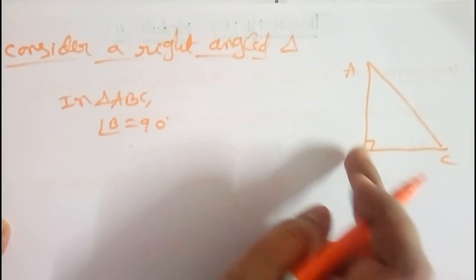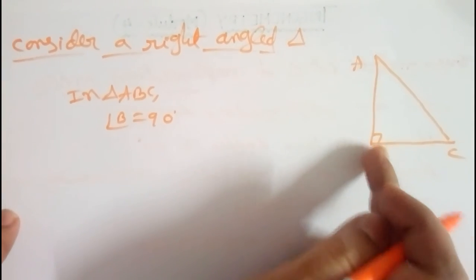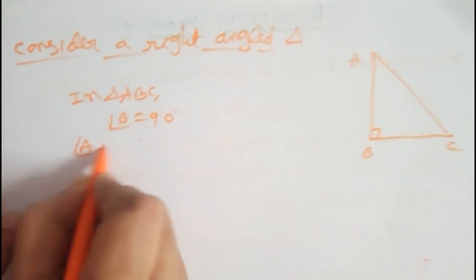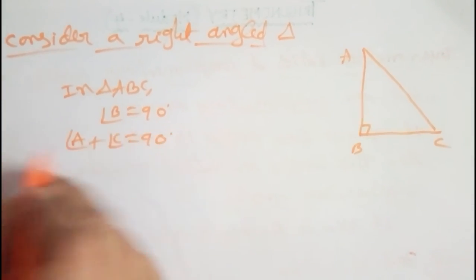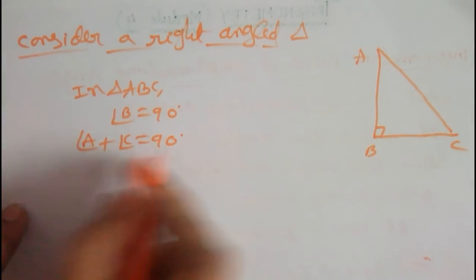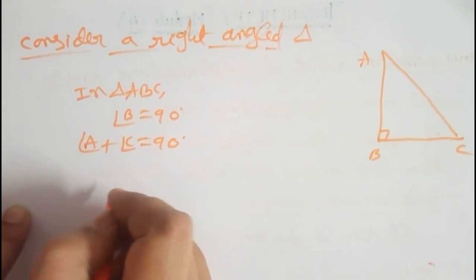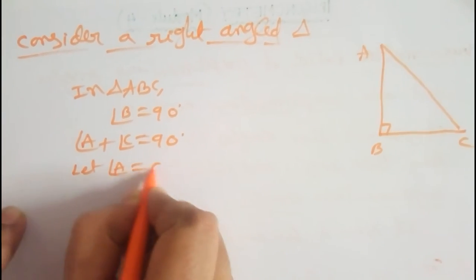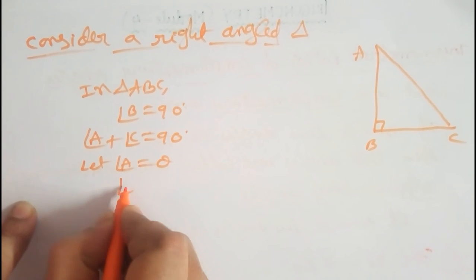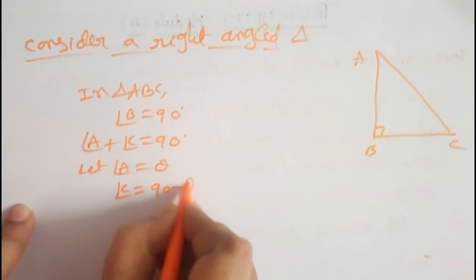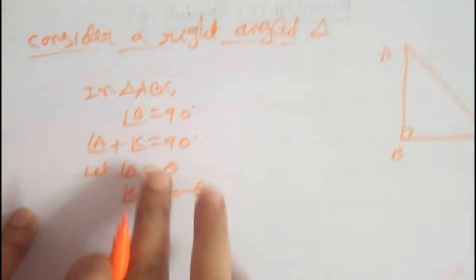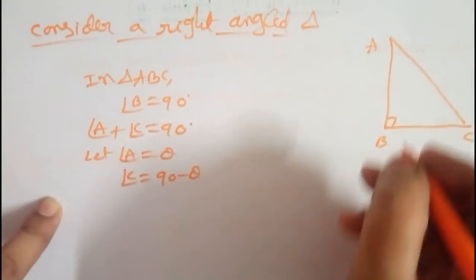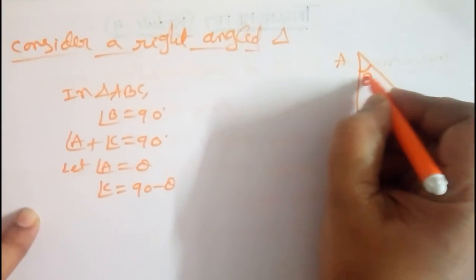In a triangle, the sum of three angles is 180 degrees. If angle B is 90, then angle A plus angle C is equal to 90 degrees. Therefore, A and C are called complementary angles. Now suppose angle A is equal to theta. Then what is angle C? 90 minus theta, because A plus C is equal to 90 degrees. So I am taking theta at A.